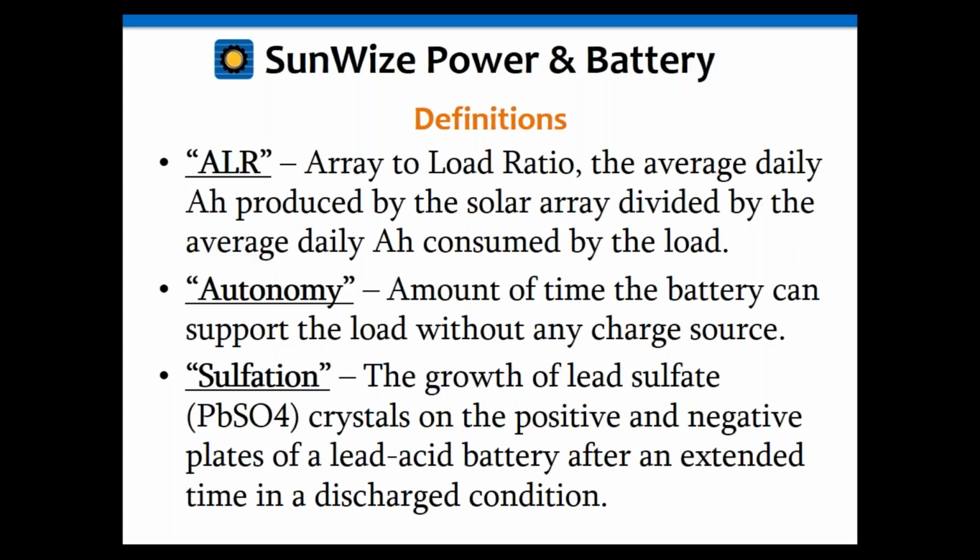Autonomy is the amount of time that the battery can support the load without any charging source. You'll typically hear that referred to in days. If you're familiar with UPS systems, they usually do it in hours, but in solar systems, we have to work in days in order for the system to work right, and we'll get into that in more detail. And then sulfation. I bring that up because it's very important. If your system is undersized or not sized correctly, you're going to find that the batteries will sulfate, which is crystals that will grow on the plates and will then shorten the life of the battery and the capacity of the battery.